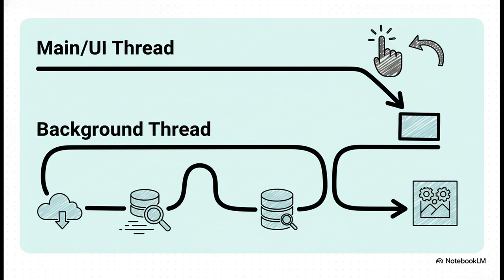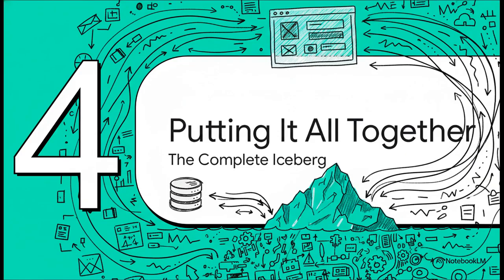This is like the golden rule of making great apps. You never block the main thread. This is why you can be smoothly scrolling through your feed while, in the background, the app is quietly loading in new posts. Okay, so now we have all the pieces of the puzzle, right?